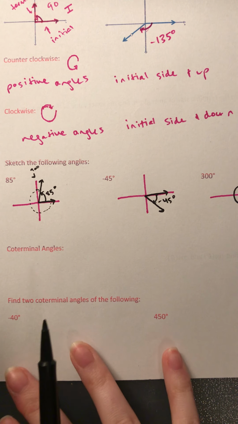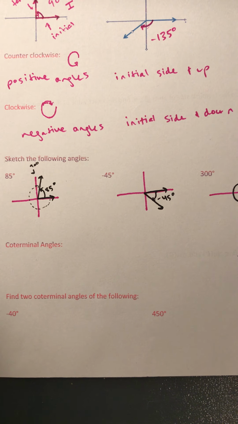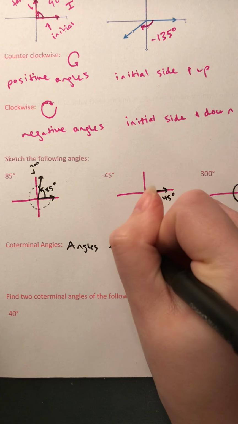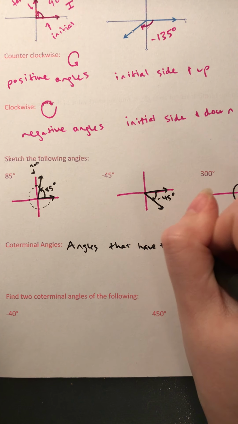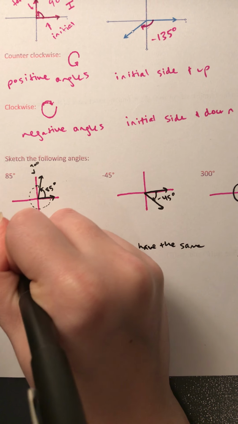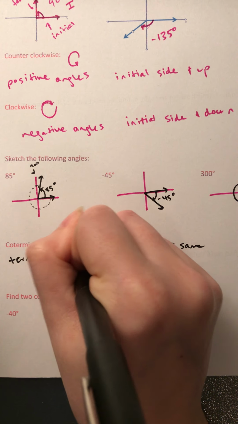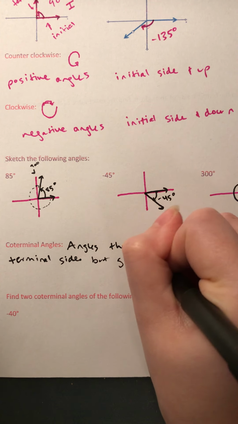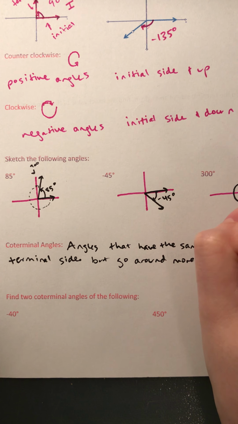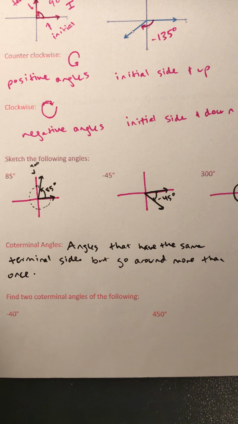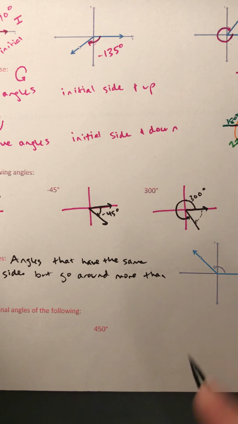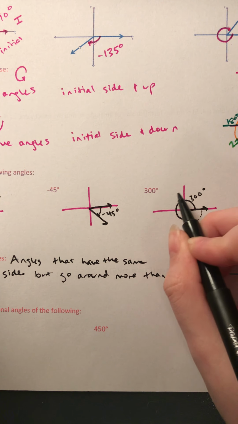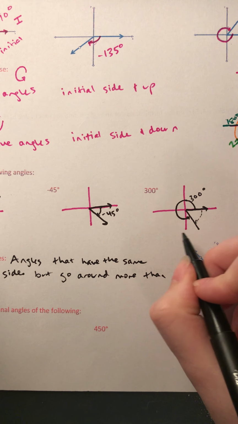So the next thing we're going to talk about is this thing called a coterminal angle. So coterminal angles are angles that have the same terminal side, but go around more than once. And what do I mean by that? We can go around the origin, so the origin's a dot in the middle, we can go around as many times as we want. And as we go around, we're picking up all of those angles.